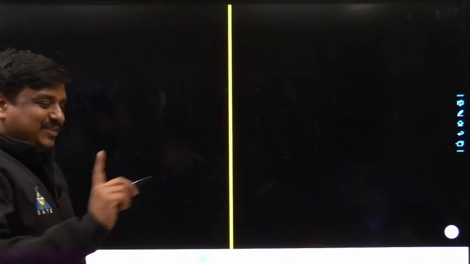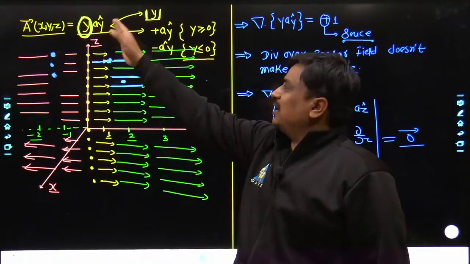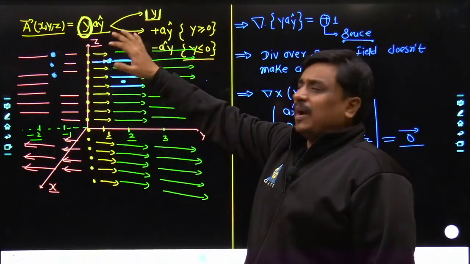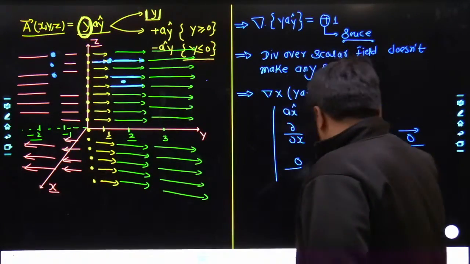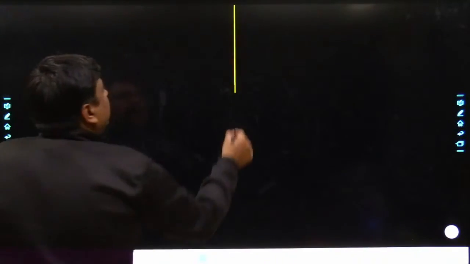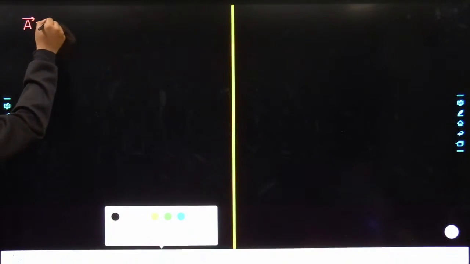Now, one of the best things is going to come. Deliberately, I have changed my field a bit. So far, I took a constant field getting multiplied with a_y cap. The second time, I took y a_y cap. Now, the third time, I would take z a_y cap. At the very beginning, let me write the field which I would be taking. That's nothing but z a_y cap.